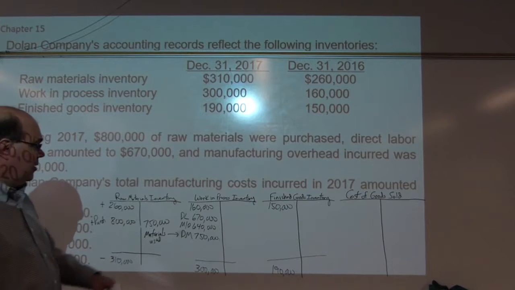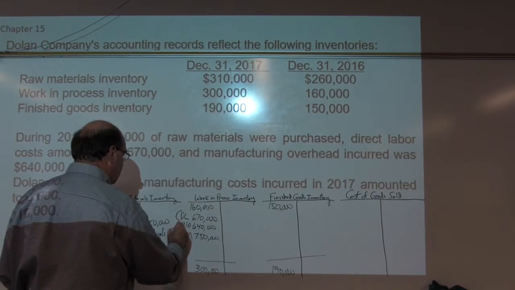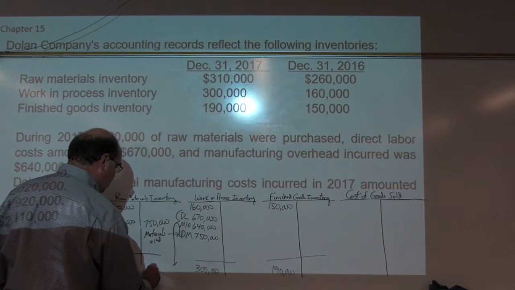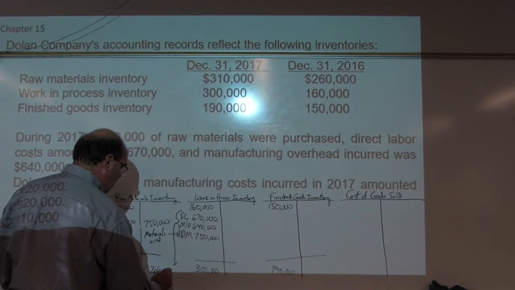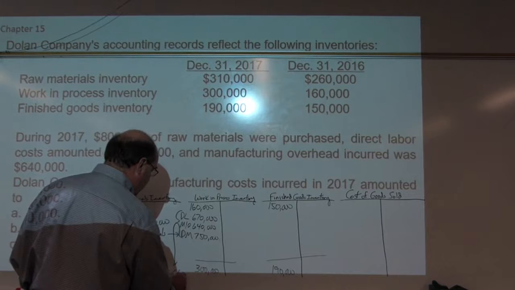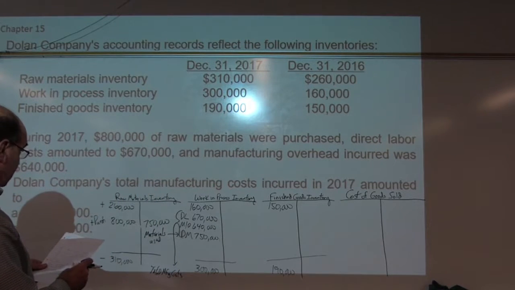So now I've found my number here. These three numbers together equal my total manufacturing cost. Because my total manufacturing cost is the amount that I spent during the period. And if I add those three up, what does that give me?